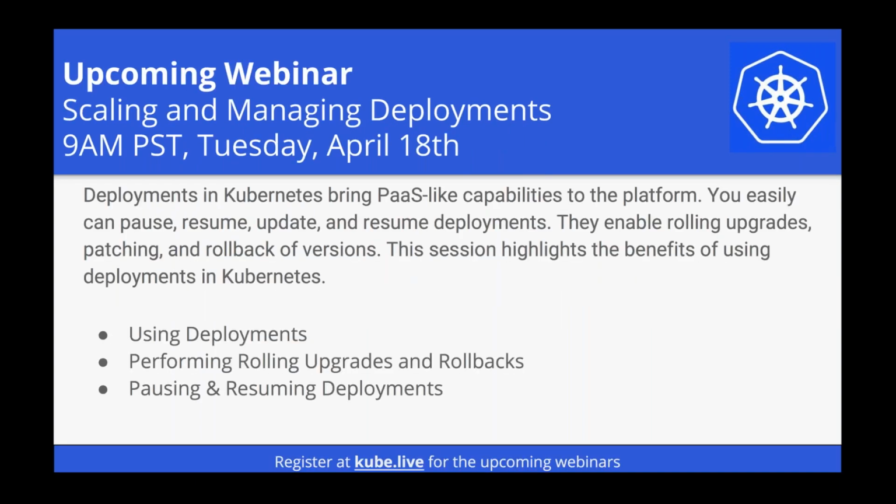And I'm very excited to announce the next webinar on scaling and managing deployments. So deployments in Kubernetes are PaaS-like capabilities. Now you can basically pause, resume, update, scale your deployments. You can patch them. You can perform rolling upgrades. You can drain the nodes. You can drain the pods. You can perform rollback of previous versions. You can look at the historical trend. You can do a lot with deployments. It's a very powerful mechanism.